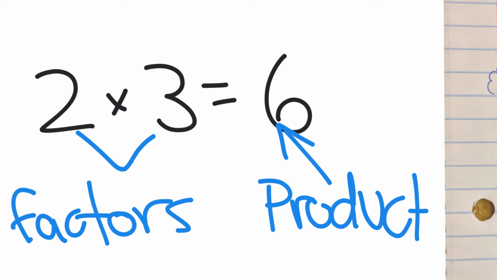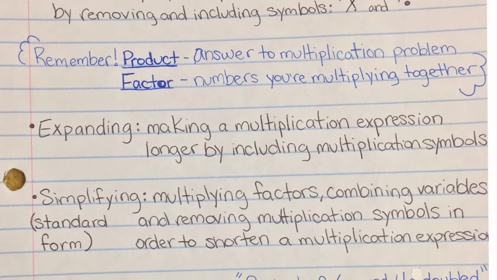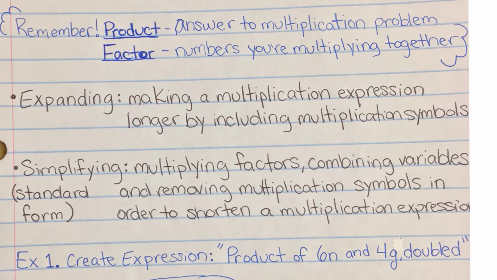Okay, so back to the notes. If we want to expand a mathematical expression, so here we're going to be expanding it, what we're going to do is we're going to be making a multiplication expression longer by including multiplication symbols. And if that sounds confusing, we have an example of it down below that we'll get to. But expanding just means, obviously, make it longer by including the symbols and the factors. Below that, we see the steps or the explanation on how to simplify.